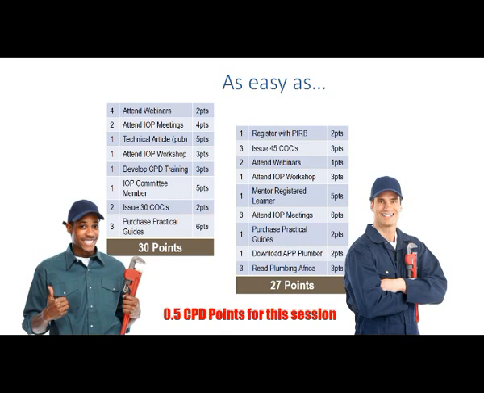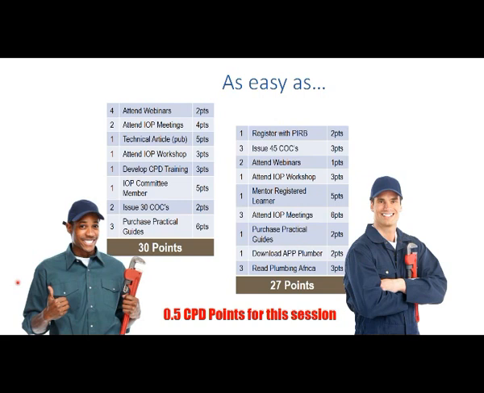Then we've got the guy on the other side who's registered with PIRB. He's issued 45 COCs. He's attended webinars. He's got a point out of there. He attended 2 of those. He attended an IOPSA workshop, so he's got 3. He's mentored and registered with a registered learner. He's got 5 points for that. He's attended 3 IOPSA meetings. He's got his 6 points. He's purchased the practical guide, and he's got 2 points. He's downloaded the app for the plumber. He's got 2 points. And he's read the Plumbing Africa and answered the questions that come through in terms of Plumbing Africa, and he's got 3 points. So there, that individual is sitting at 27 points.